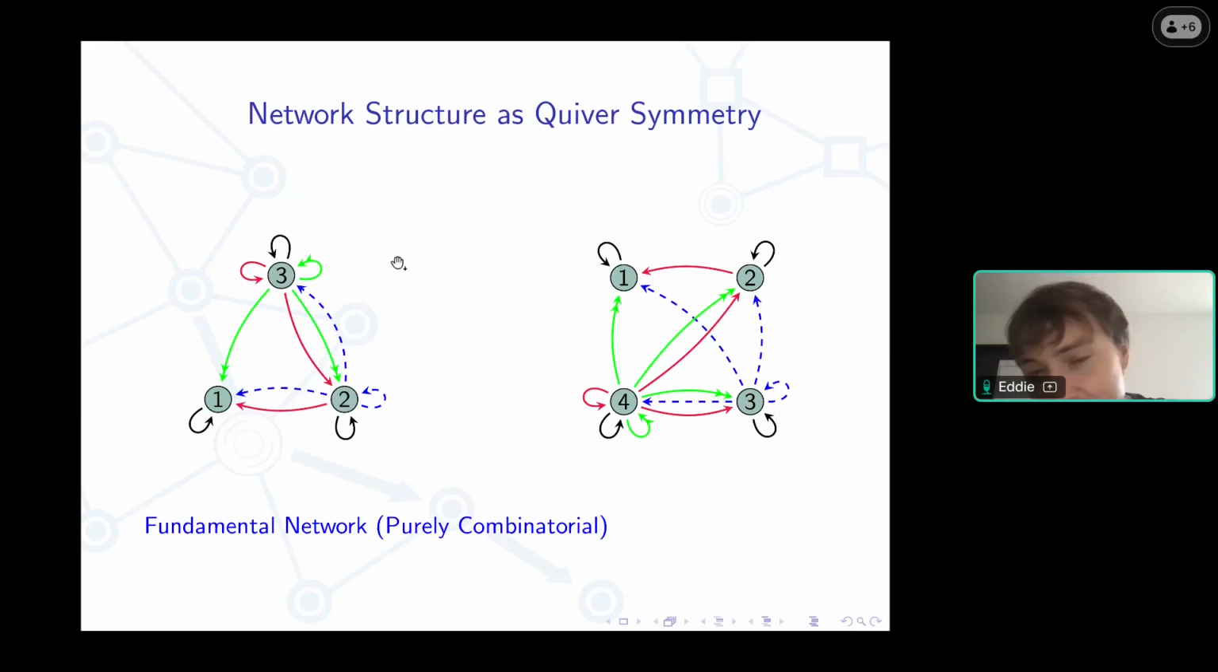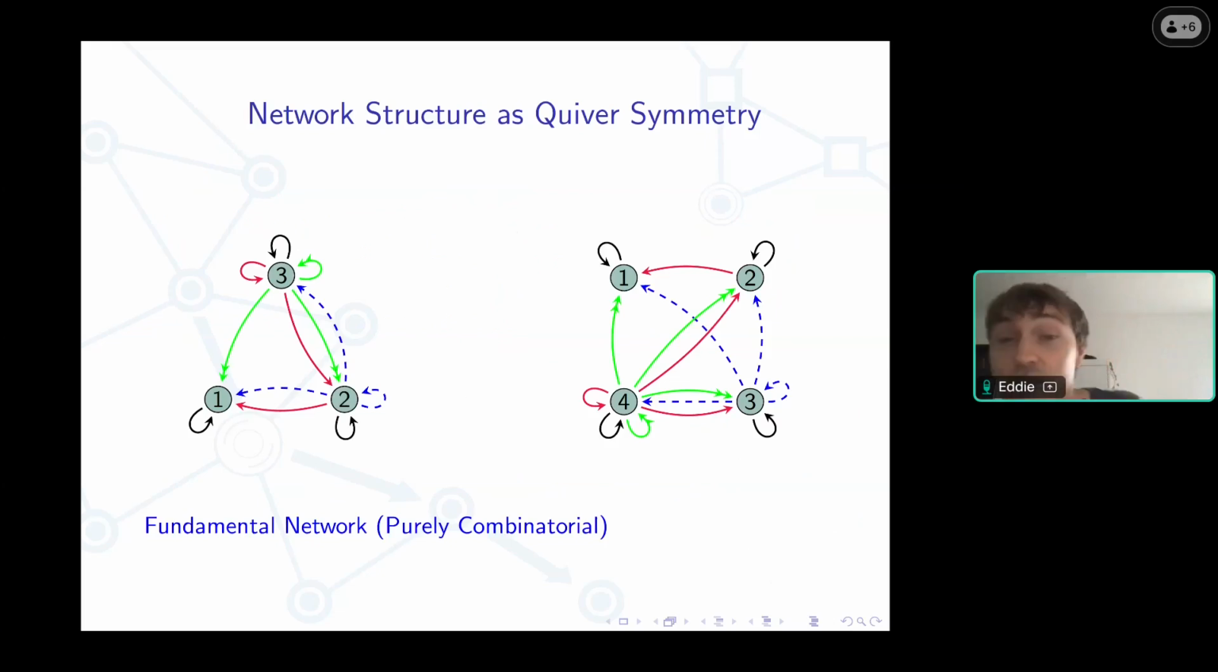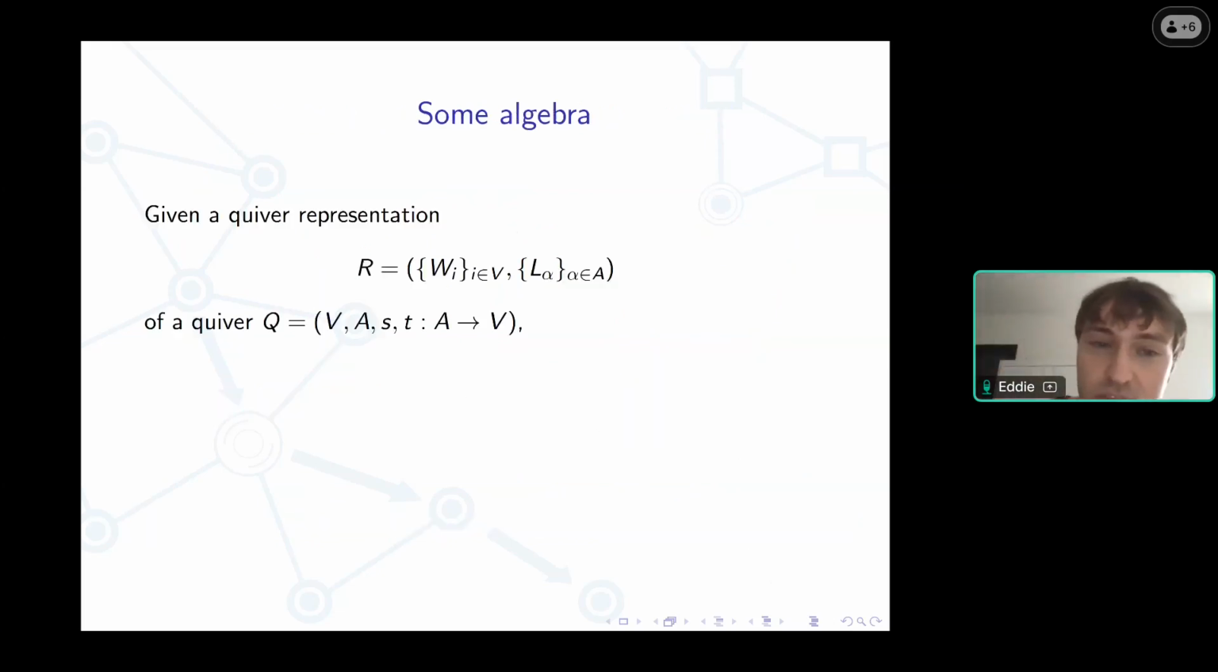Again, it takes too much time to describe it in detail, but it is in our paper, Center Manifolds of Network Systems, which I'll cite at the end. So sometimes even the network structure is quiver symmetry. Now I need to tell you why we want this. Why are we introducing quivers? Why not just stick to networks? For that, we're going to go to the main result.